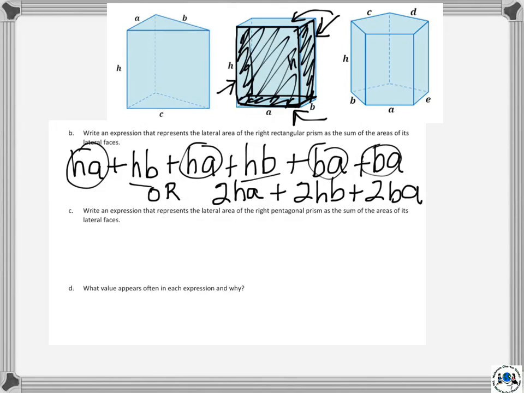Okay, now C asks us to write an expression that represents the lateral area of the right pentagonal prism as the sum of the areas of its lateral faces. So again, doing the exact same thing we've done for the right triangular prism and the right rectangular prism. Just go ahead and see if you start seeing something that looks vaguely familiar to A and B as you do C. Go ahead and come back and we'll look at it together.